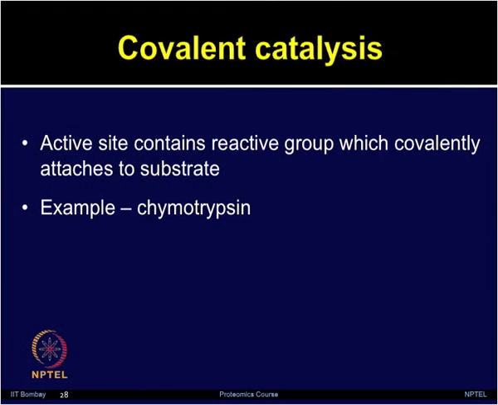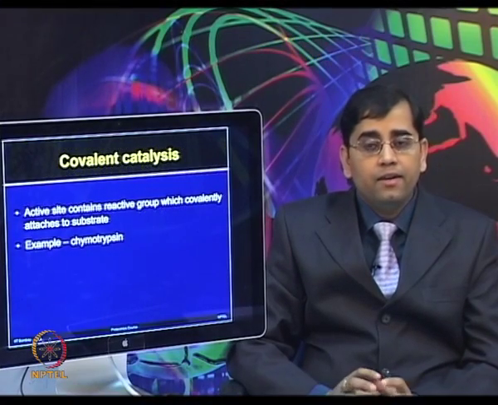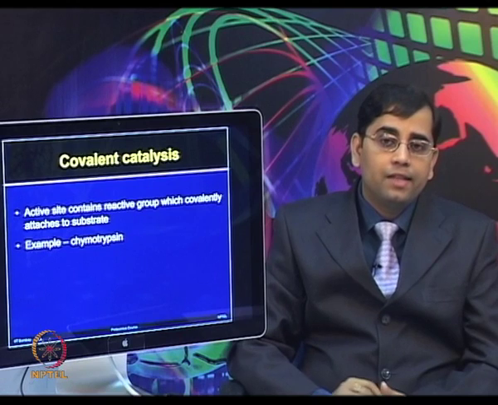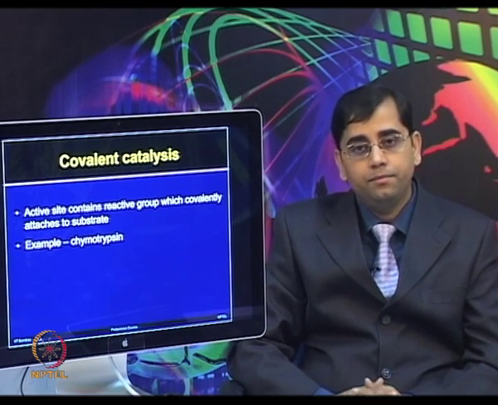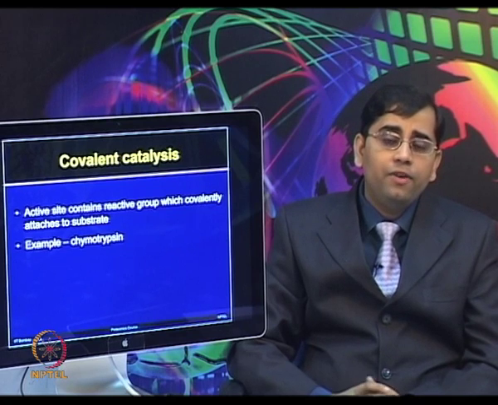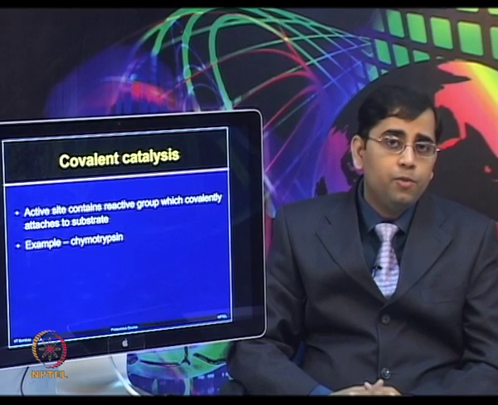So, covalent catalysis. In this, the active site contains a reactive group which covalently attaches to the substrate. Let us take the example of chymotrypsin, which contains a highly reactive serine at position serine 195. It plays a very central role in the catalytic activity of chymotrypsin.